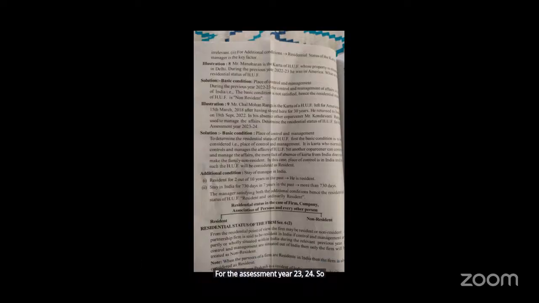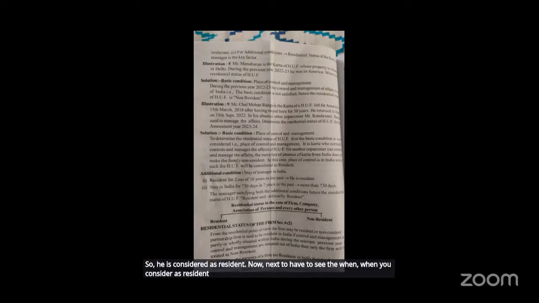So here, first you have to check the place of control. The previous year, he stayed in India only, so the control of the management is in India only. So he is considered as resident. Now, when you consider him as resident, next you have to see the additional conditions.